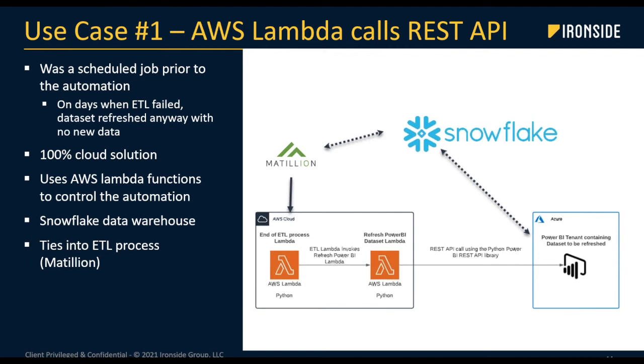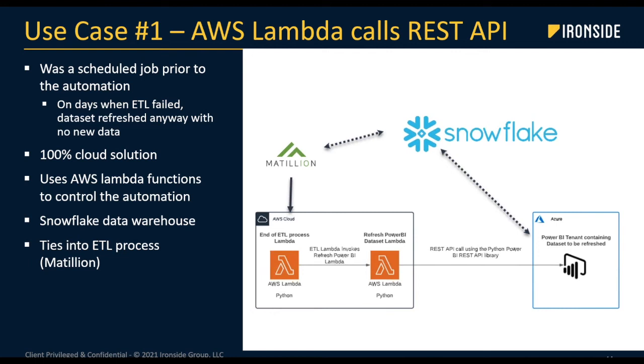But basically, it's also an all cloud solution where we have a Snowflake database and we have Matillion, which is a cloud-based ETL tool, and that loads the Snowflake. But we get a message from Matillion when the Snowflake tables have loaded successfully. At that point, we get the end of ETL process message, and we send it to another Lambda function, which calls the Power BI dataset refresh across the REST API.